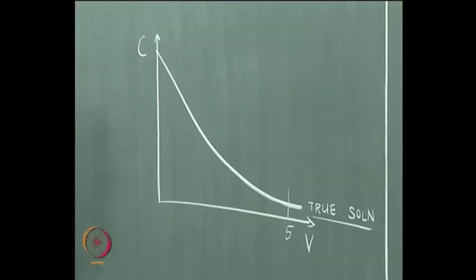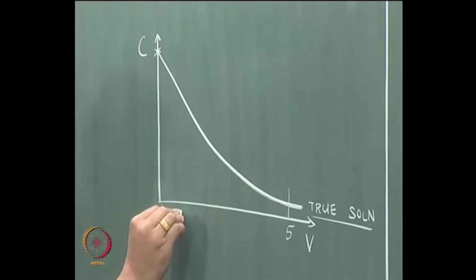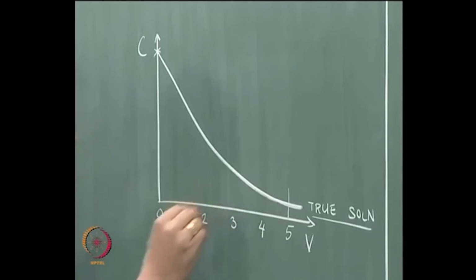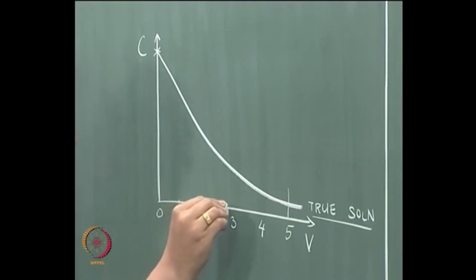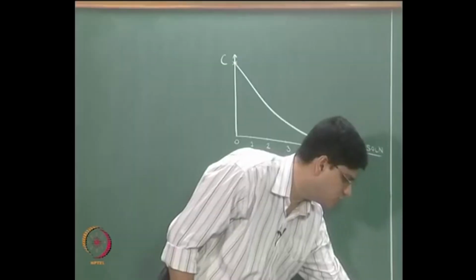Okay, so we started off at V equal to 0 with C equal to 1, and reached V equal to 5 in 5 steps. 1, 2, 3, 4 and 5. So this is how the true value goes.